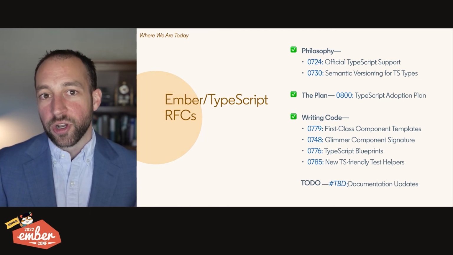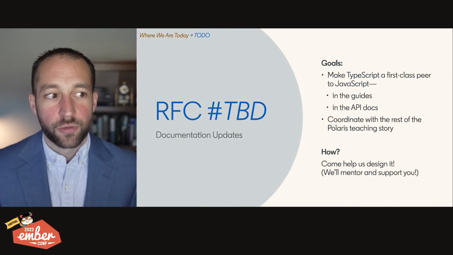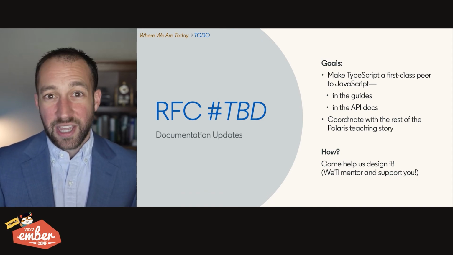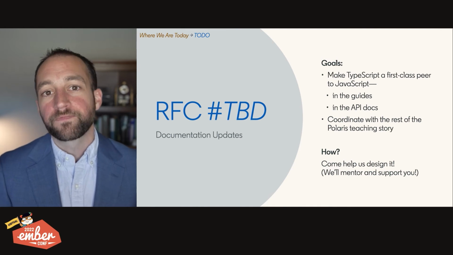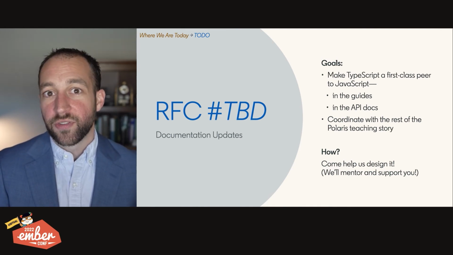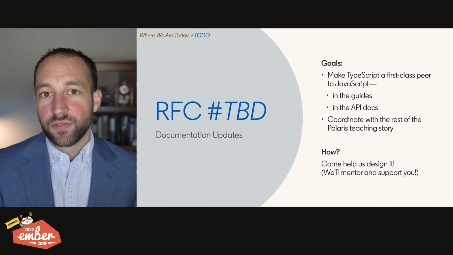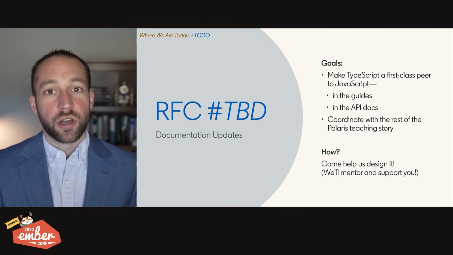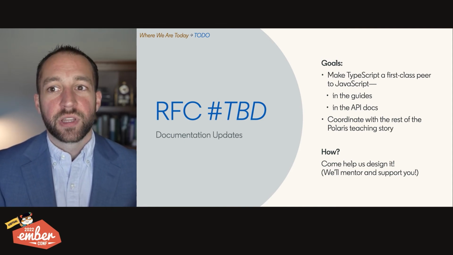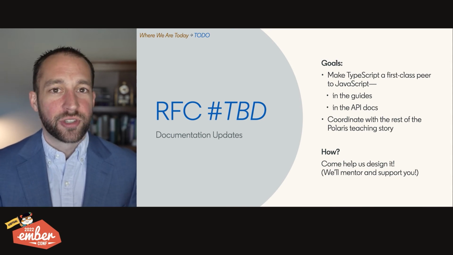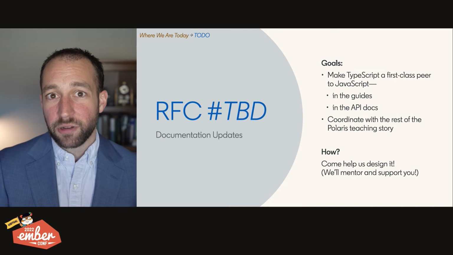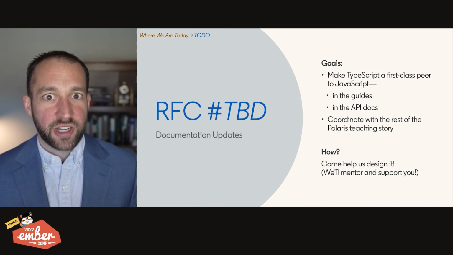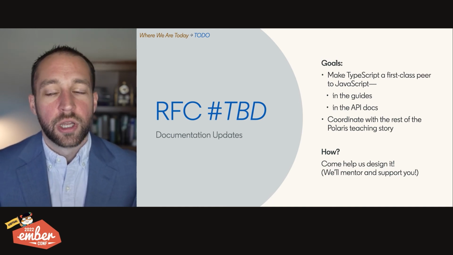The last part of our story is a documentation update, and this one is far-reaching because remember, our goal was to make TypeScript a first-class peer to JavaScript. Well, that means that needs to be true in our guides and our API docs too. We also need to coordinate this with the rest of our Polaris teaching story. As we make all of these features work together nicely, and as we polish up the rest of the details that we introduced in Octane, we need to make updates here. This includes being able to have a toggle that shows TypeScript versus JavaScript, and that probably means different prose in those places. It probably means our API docs need to know what to do with generic types when presenting to a JavaScript user.